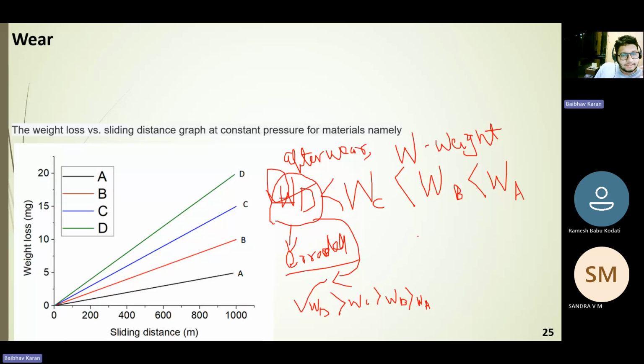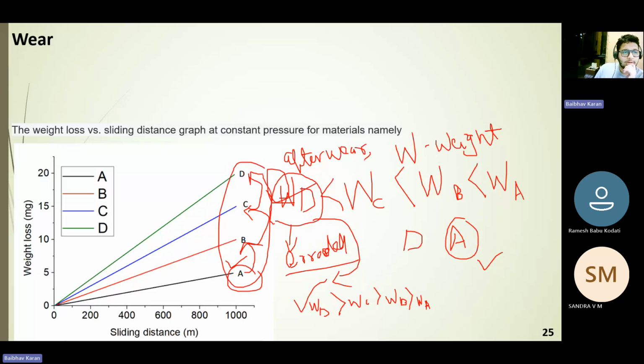That means material D is not wear resistant, but material A is the most wear resistant material because it is not wearing out much. The weight loss is not that much in material A as compared to material D. That means material A is more wear resistant than material B, more than material C, and more than material D. This will be the wear resistance plot that you can see here.